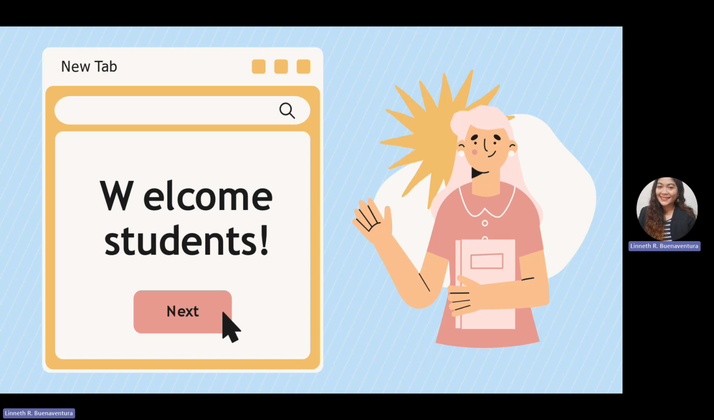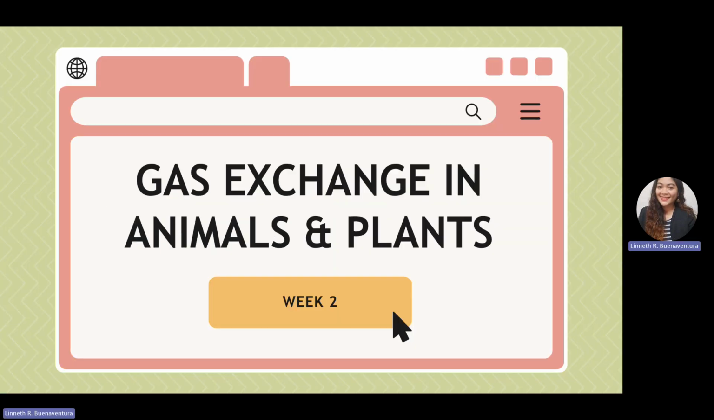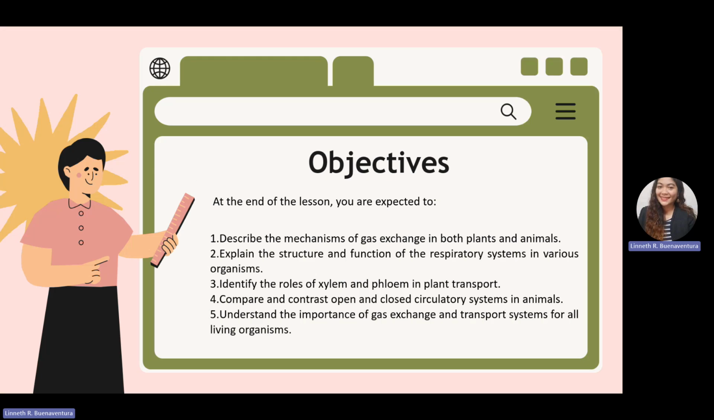Today we're going to discuss week number 2 for our module in general biology, fourth quarter. Module number 2 is the gas exchange in animals and plants. The continuation of module 2 is the blood transport in animals. But first, let's focus on gas exchange in plants and animals. Here are the objectives of our discussion.